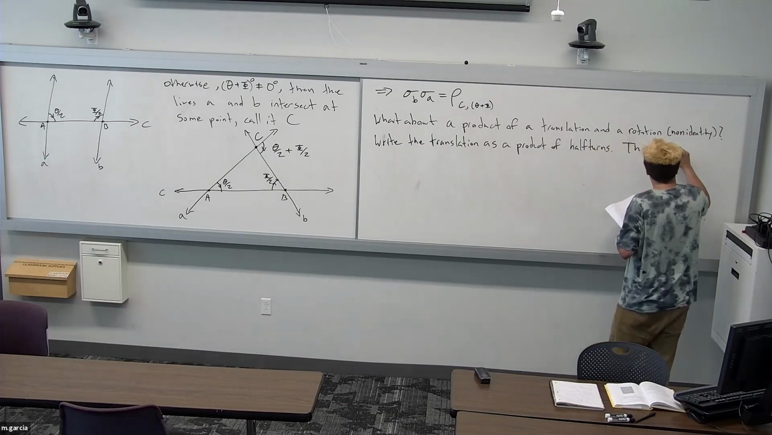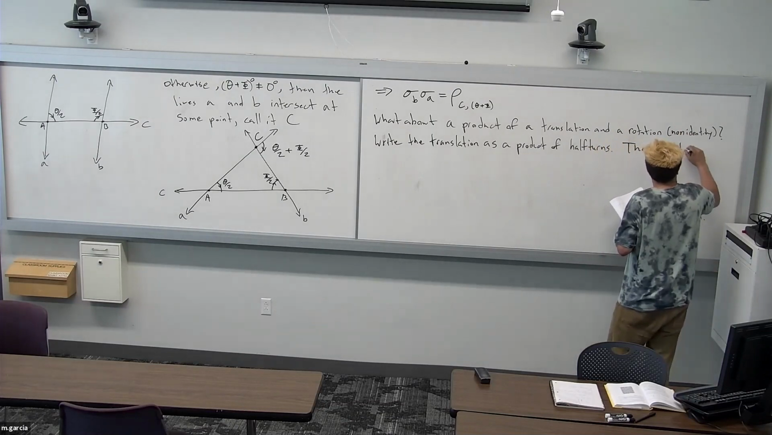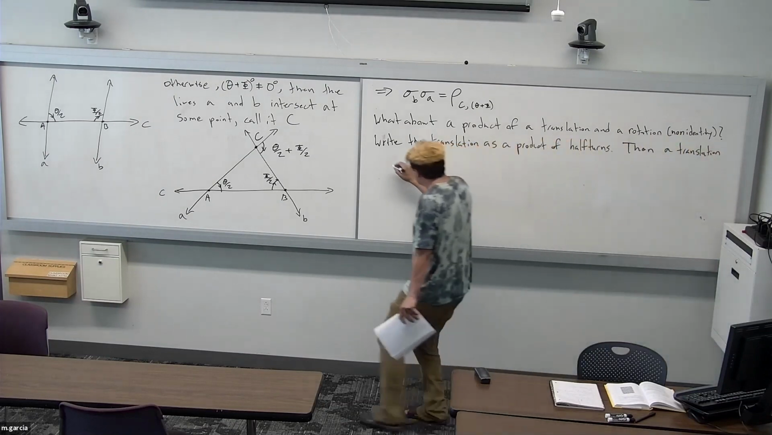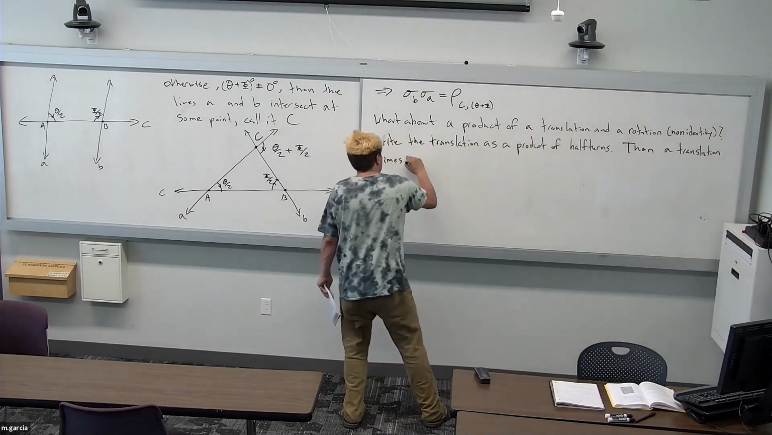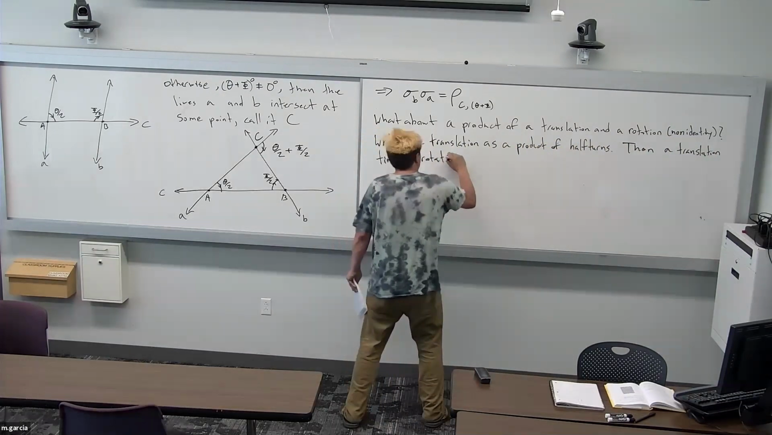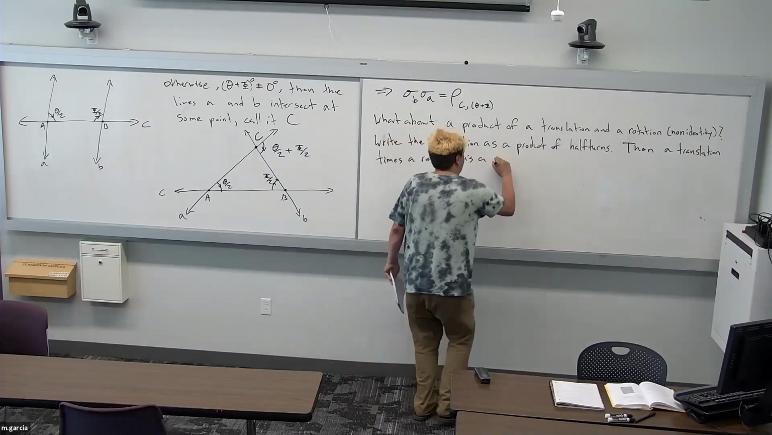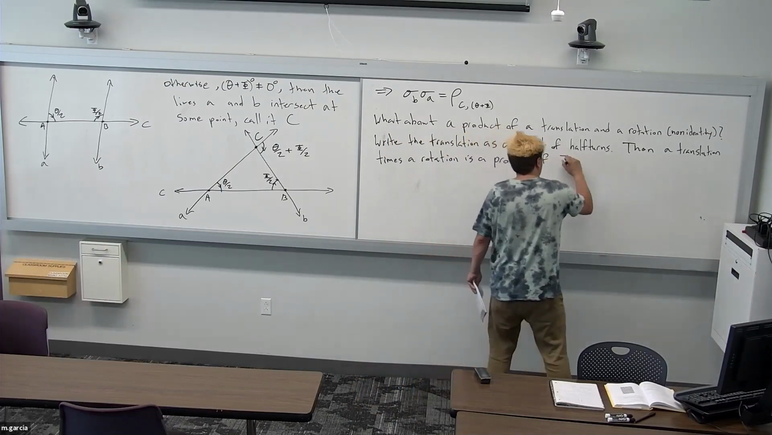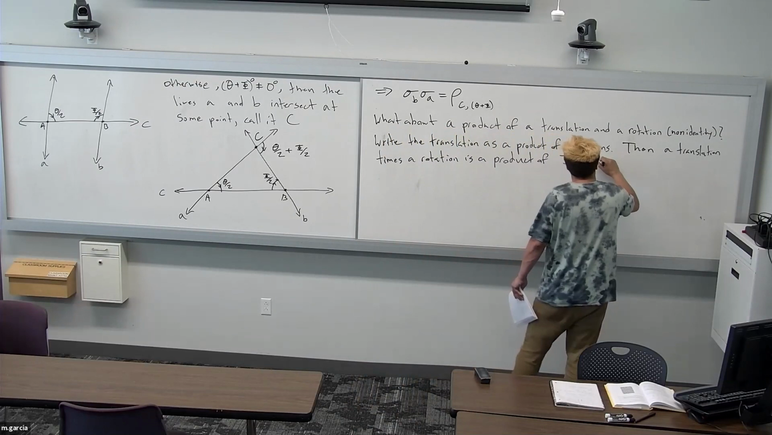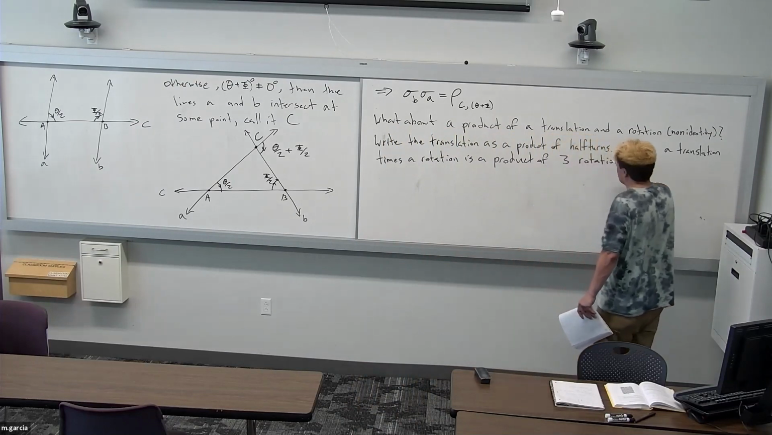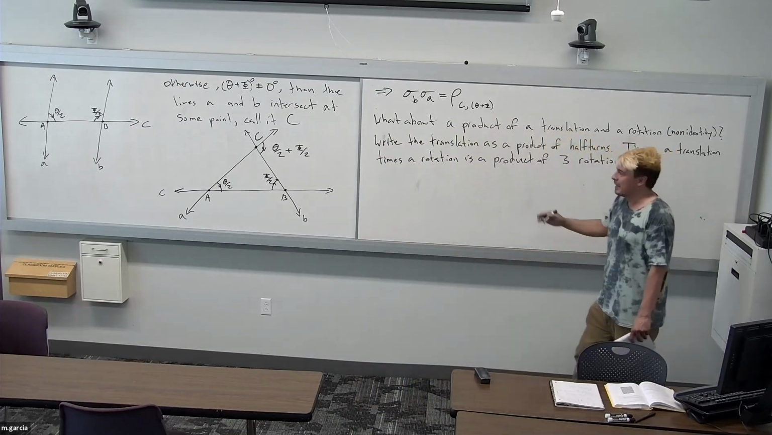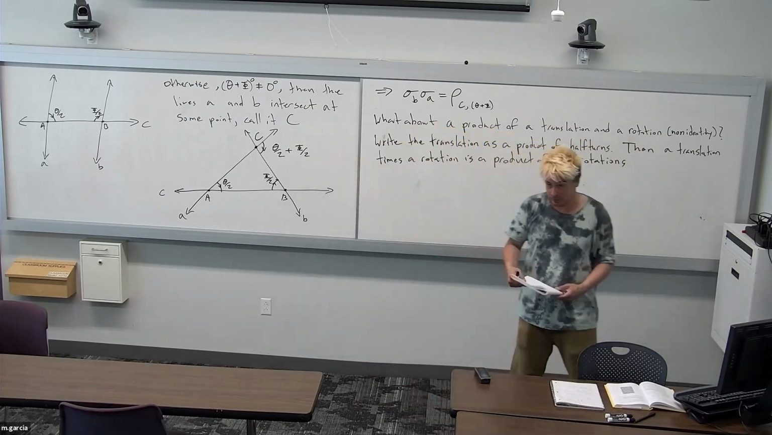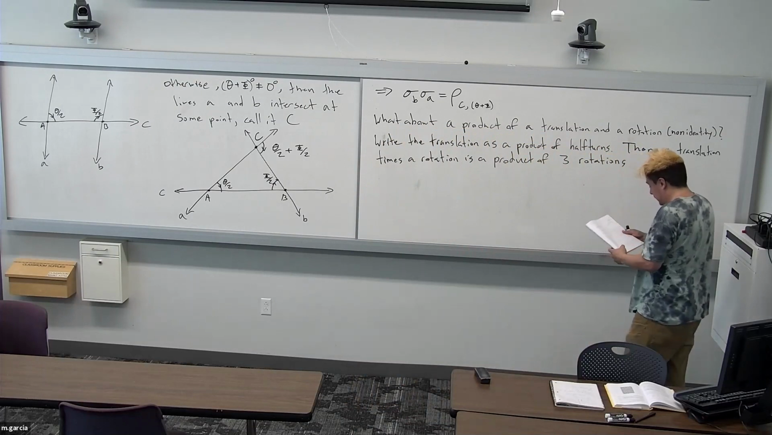Then a translation times a rotation is a product of 3 rotations, which we can simplify like we just did down to 1. Exactly. It's the same. Now we're back in case 1, because we're just dealing with the product of rotations.